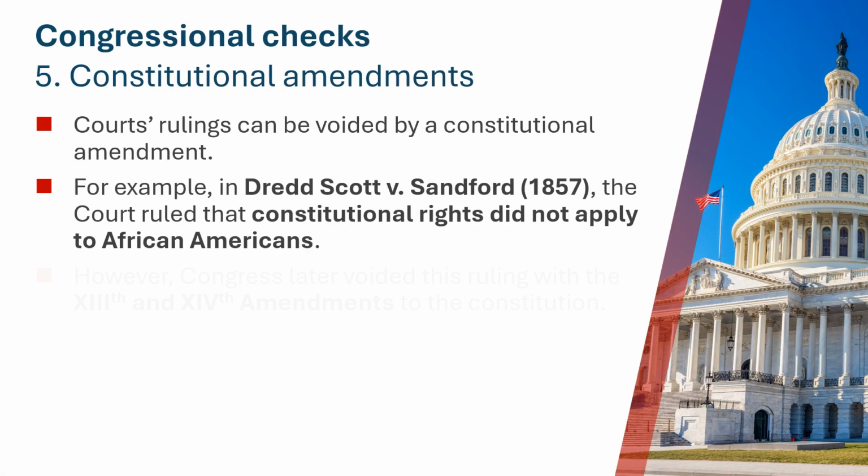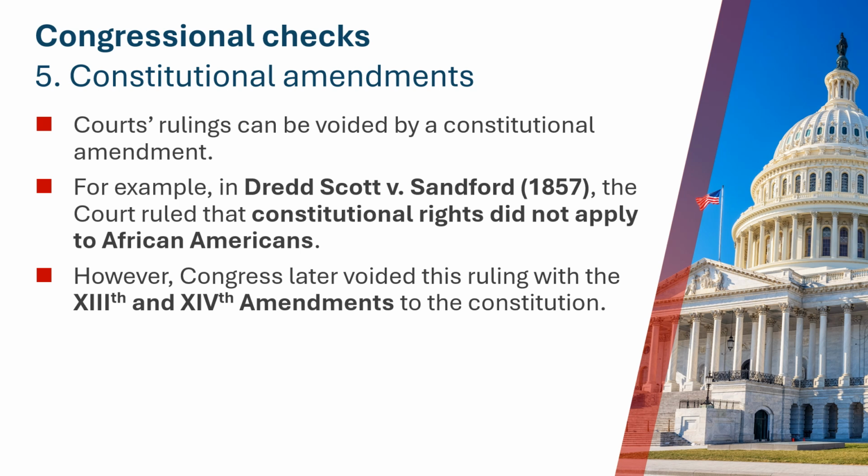Finally, constitutional amendments. Courts' rulings can be voided by a constitutional amendment. For example, in Dred Scott v. Sanford, in 1857, the court ruled that constitutional rights did not apply to African Americans. However, Congress later voided this ruling with the 13th and 14th Amendments to the Constitution.